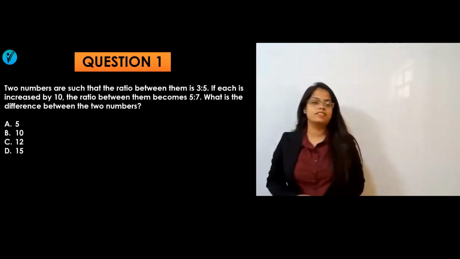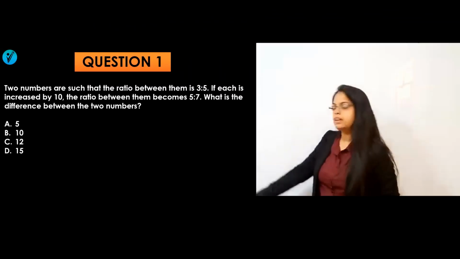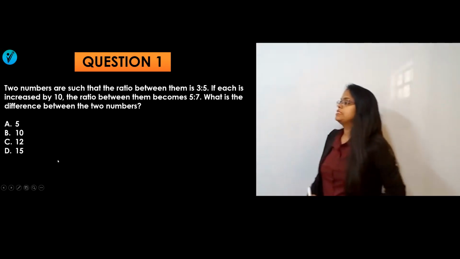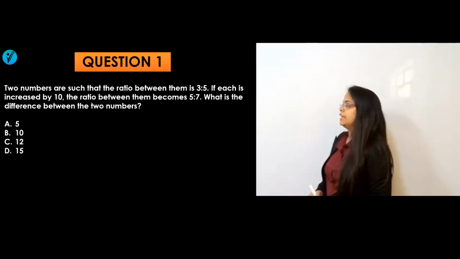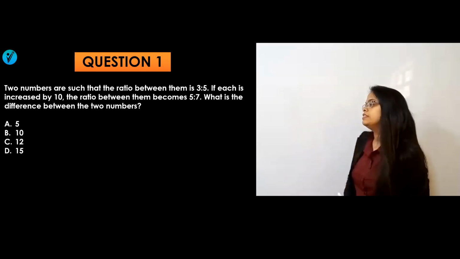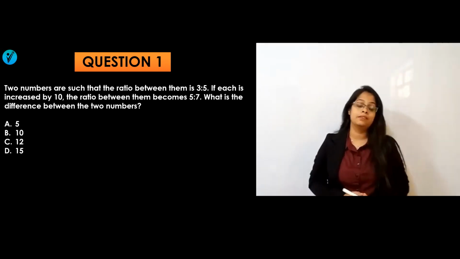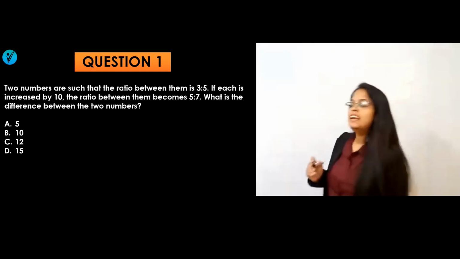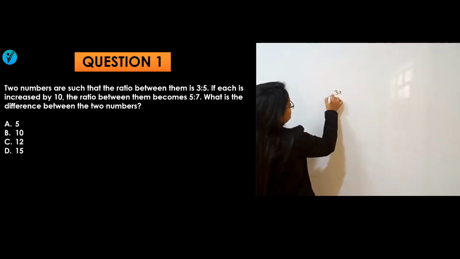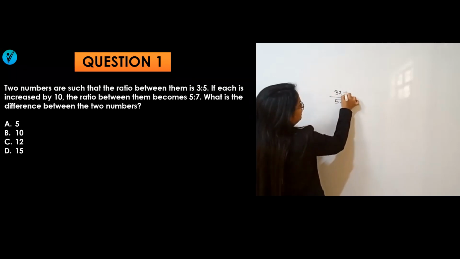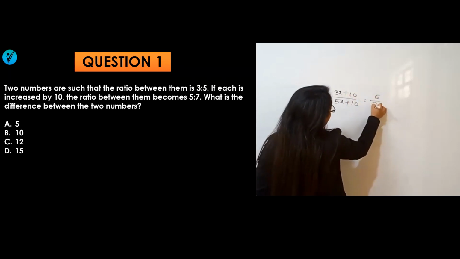Here are the questions on your slide. First question, let's solve it. Two numbers are such that the ratio between them is 3:5. If each is increased by 10, then the ratio becomes 5:7. The initial ratio is 3x and 5x. If both are increased by 10, the new ratio becomes 5/7.